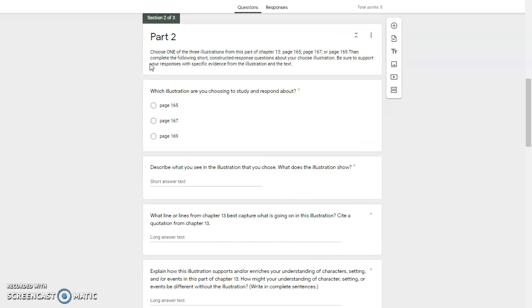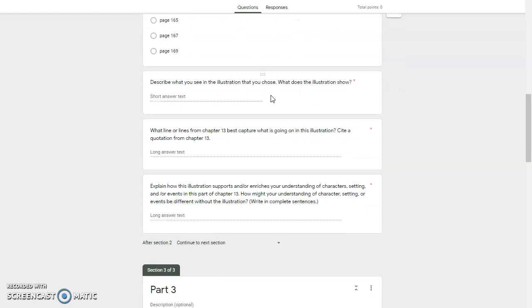It's really important. Choose one of the 3 illustrations from this part of chapter 13. You can choose page 165, page 167, or page 169. Then complete the following short constructive response question about your chosen illustration. Be sure to support your responses with specific evidence from the illustration and the text.